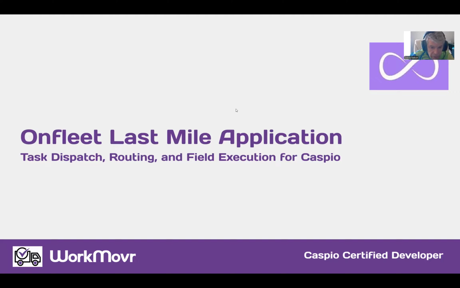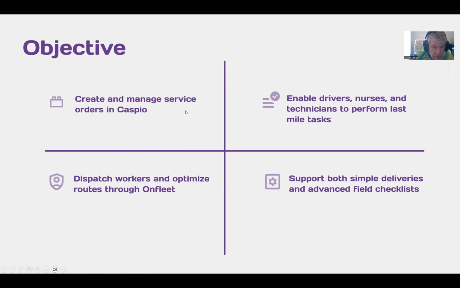And so you put together everything that you need to do in Caspio, and then that links into Onfleet for the actual drivers and nurses to follow the Onfleet mobile app and execute the task that they've been assigned to. So we create and manage service orders in Caspio just the same as your existing programs. And Onfleet then takes that data and dispatches the workers and optimizes the routes.